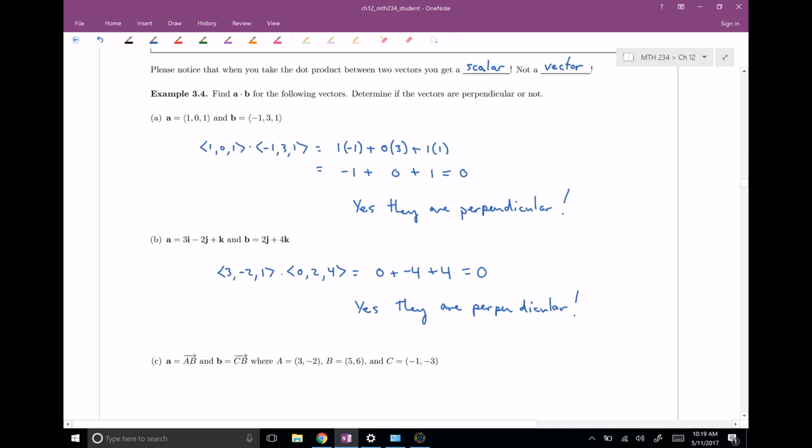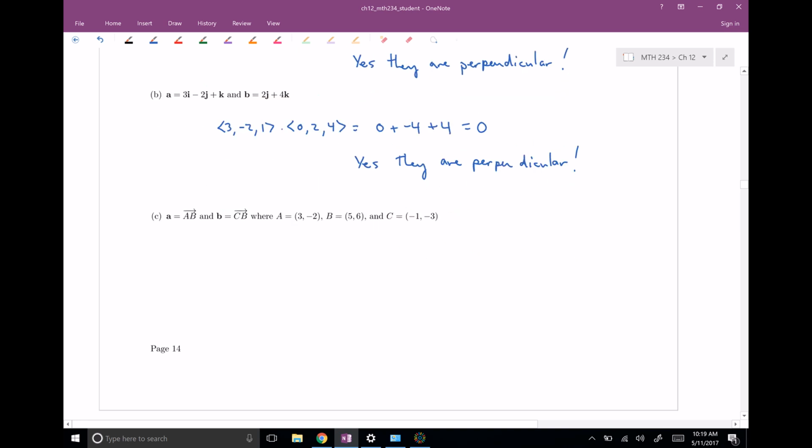All right, so these first couple, we've determined the dot product, and we figured out, are they perpendicular or not, right? Okay, one more. So I have vectors AB and CB, where I have the following things, right? Here's A, B, and point C. So, okay, let's first of all go ahead and write down what A is. So I start at A and I go to B. So I start at 3 and I go to 5. I had to move 2. I start at negative 2 and I go to 6. I had to move 8.